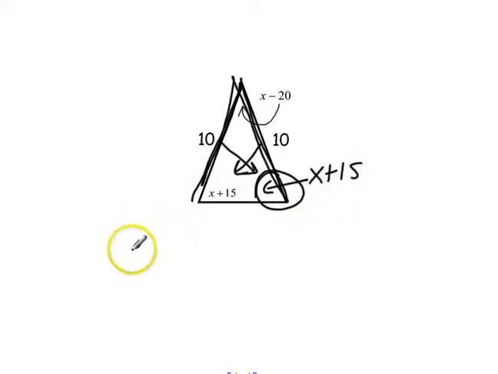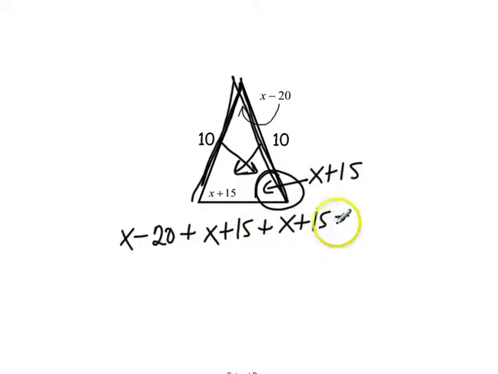So then we'll set up an equation, x minus 20 for the top angle, plus x plus 15 for this base angle, plus the x plus 15 from that angle, equals 180 degrees. Solve for x, and then you can plug that back in and find all the different angles.